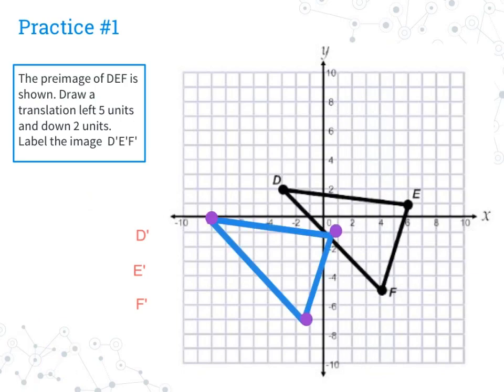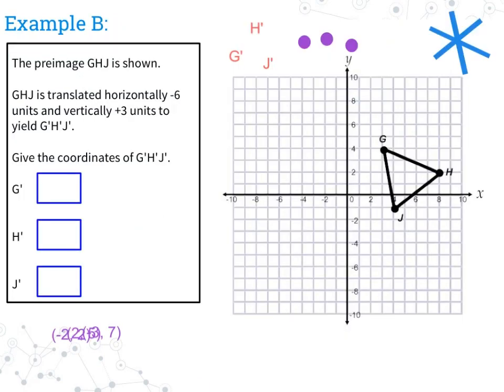How did you do? Were you able to move the triangle correctly? Notice when it talks about translating things to the left and down that your triangle should end up moving left and down. So if it doesn't end up doing that, you know that you've made a mistake. Let's take a look at the next example. Let's take a look at example B.